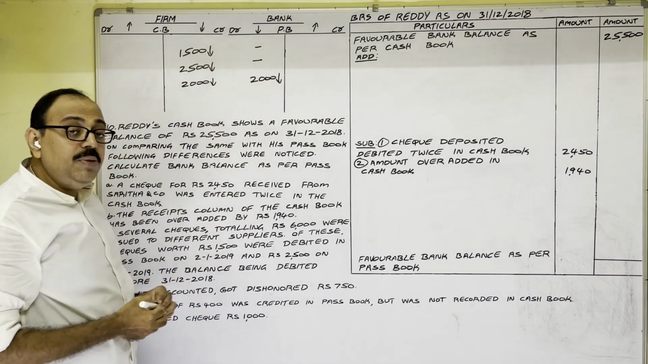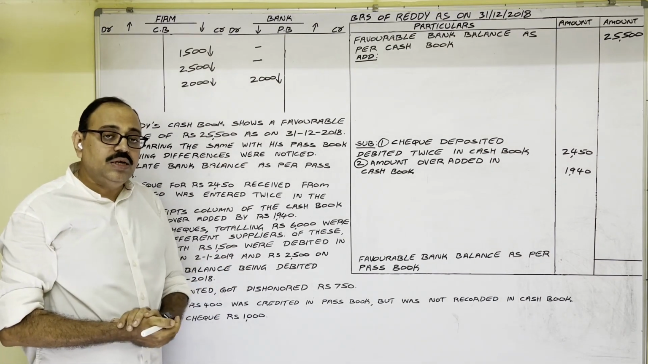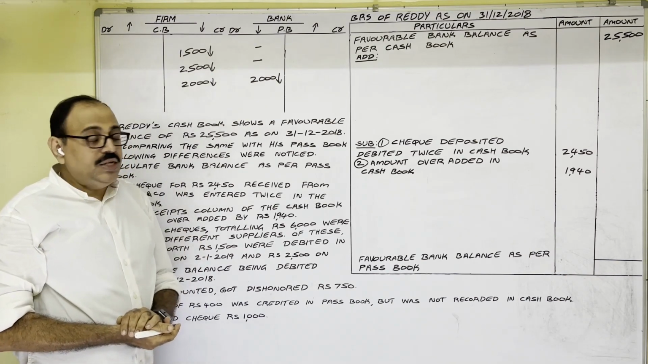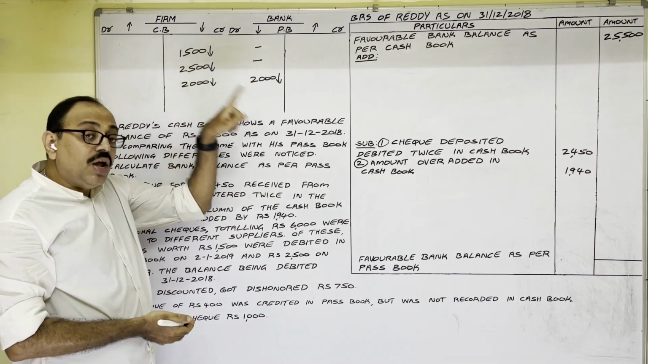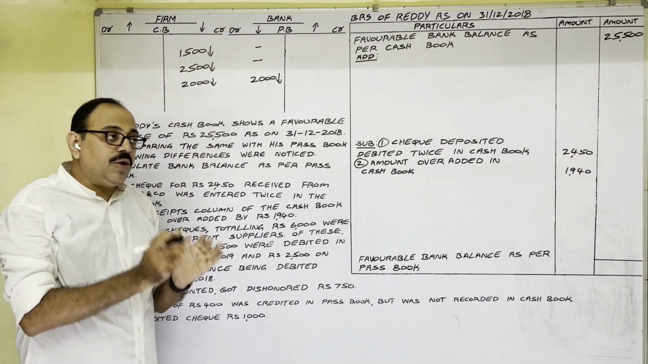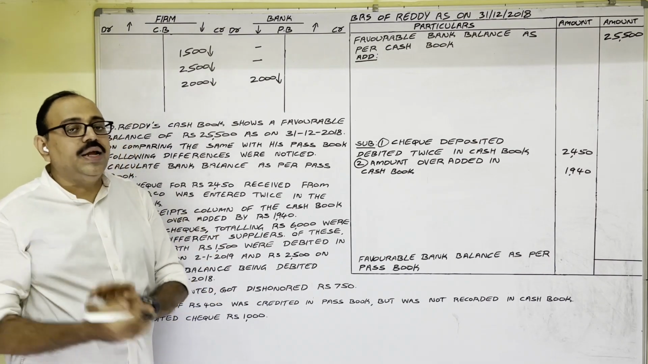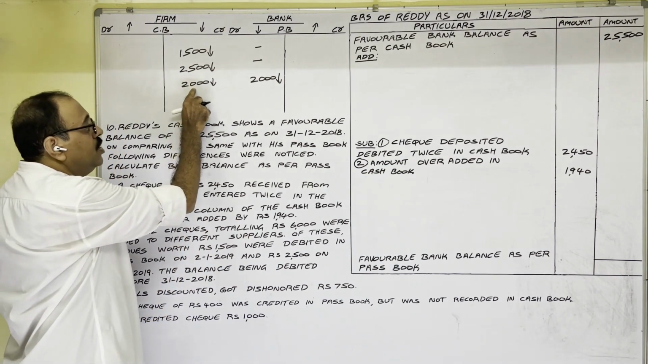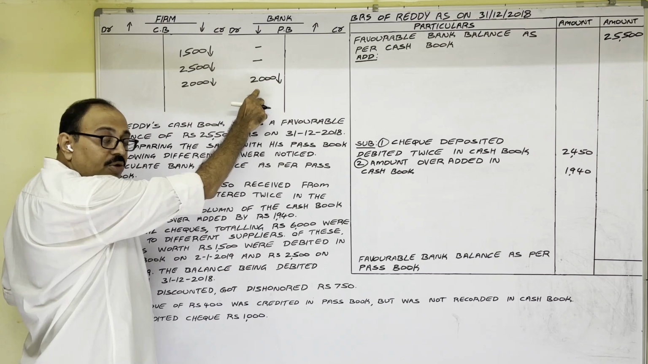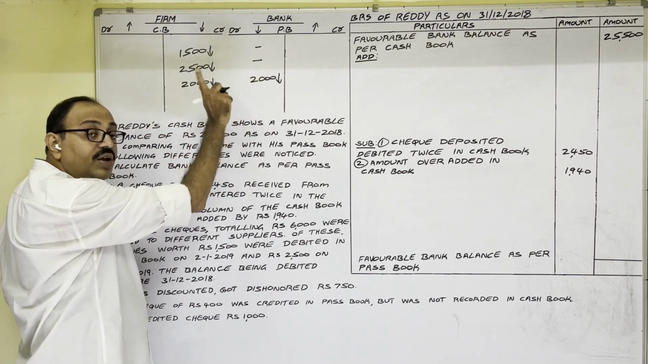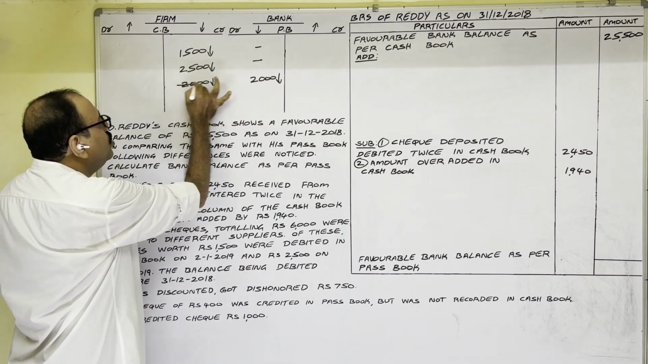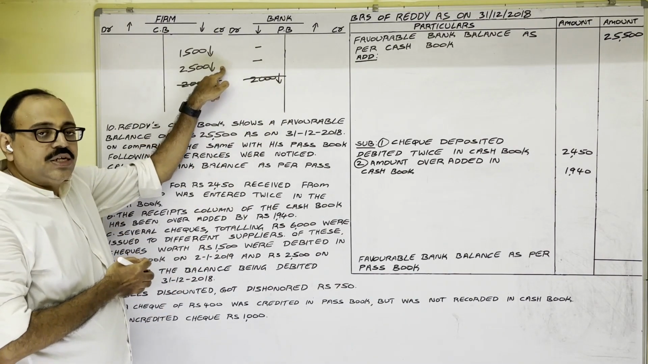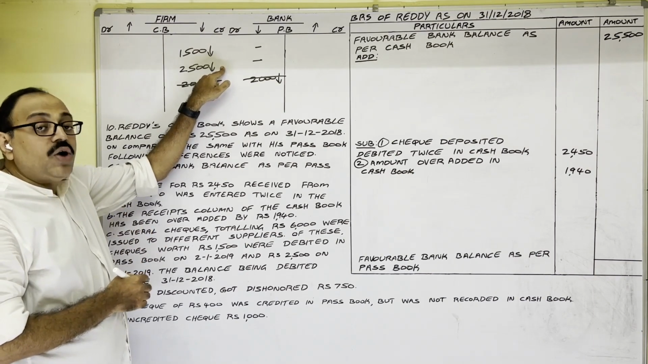For preparing the BRS, which amounts should we consider? The amounts which are the reason for the differences, meaning entered in one book and not entered in the other, or correctly entered in one book and wrongly entered in the other. These amounts only we should consider now. This third amount, 2,000, is properly recorded in both books, so this 2,000 is not a reason for disagreement. Therefore we need not consider this 2,000. Only the first 2 amounts we should consider, total 4,000 now. So what happened here?